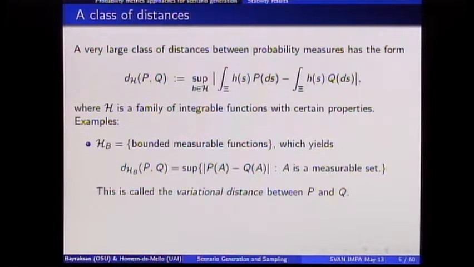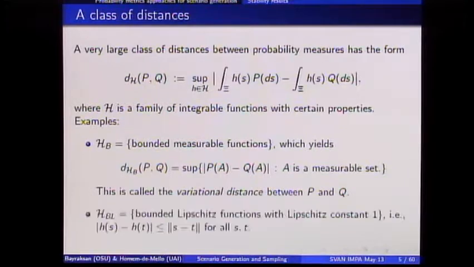This, by the way, is called the variational distance. It's useful for other purposes, but not for what we want, which is to approximate a continuous distribution with a discrete distribution, or a distribution with a very large number of scenarios with one with a smaller number of scenarios.